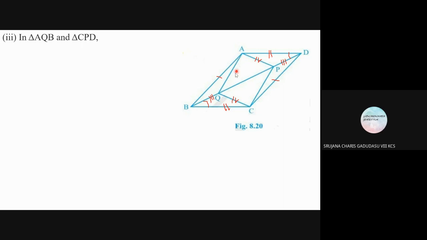AQB. Side AB is equal to side CD. Yes or no? Yes, sir. AB is equal to DC. Any more parts of this triangle equal to the other triangle? Next, angle ABQ is equal to angle.